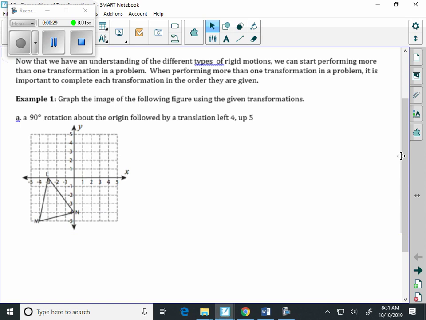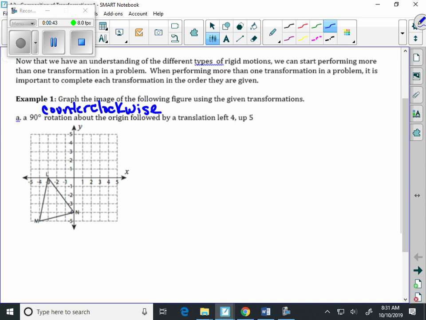So once again, with the 90-degree rotation about the origin, let's go counterclockwise, since I didn't specify on here. And if we do the 90 degrees counterclockwise, the rule is that we flip and we change the first sign.